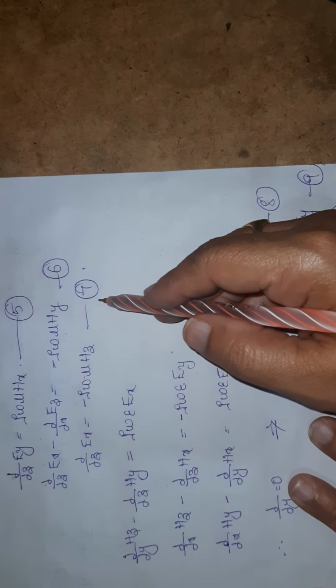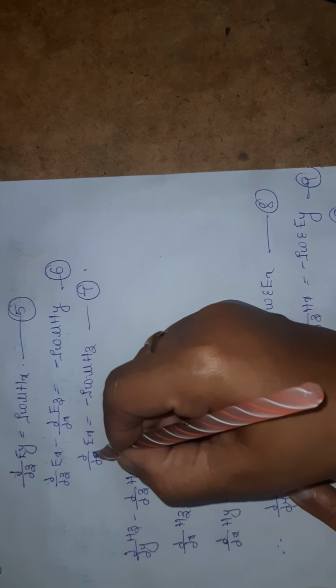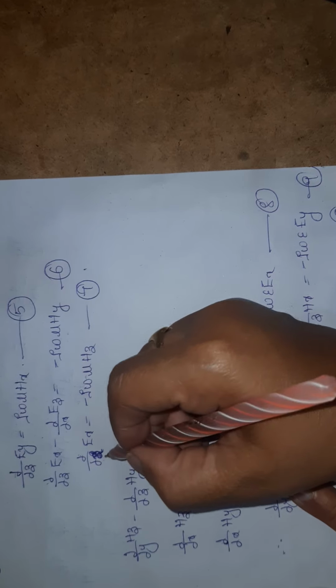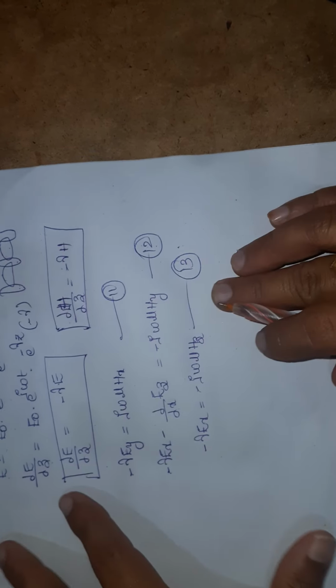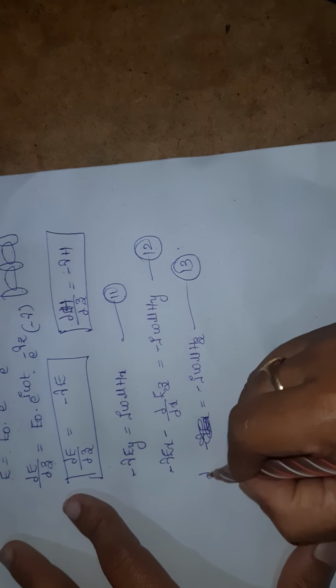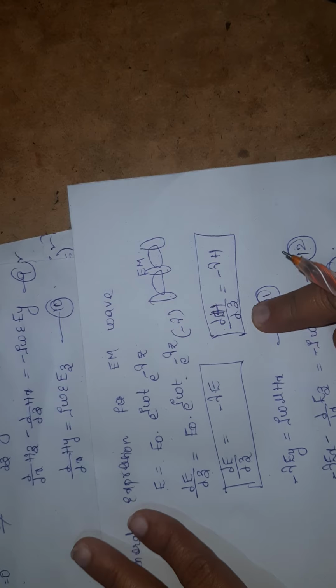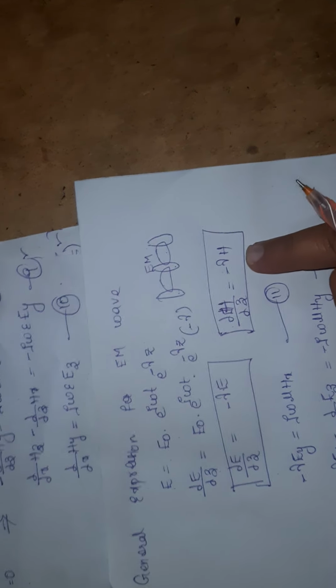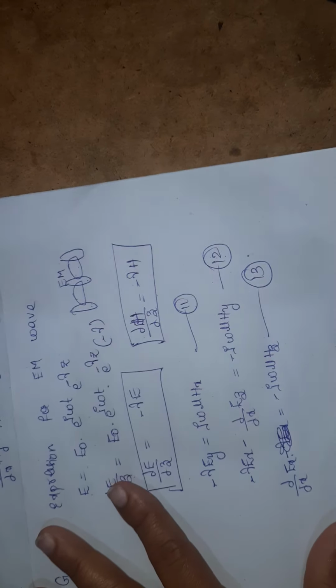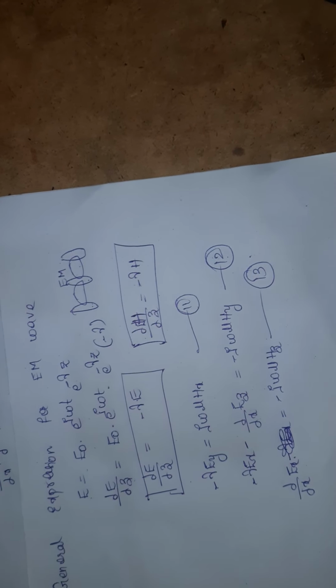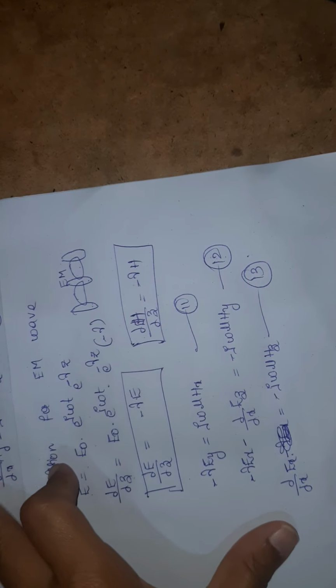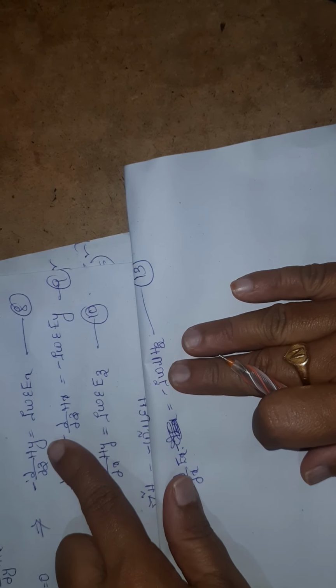See, in equation 7, this is not ∂/∂z, this is ∂/∂x. If it is ∂/∂x, in equation 13, we'll get ∂/∂x of ez only. Okay. Now substitute ∂h/∂z equal to minus gamma h. So here minus ∂/∂z of hy.